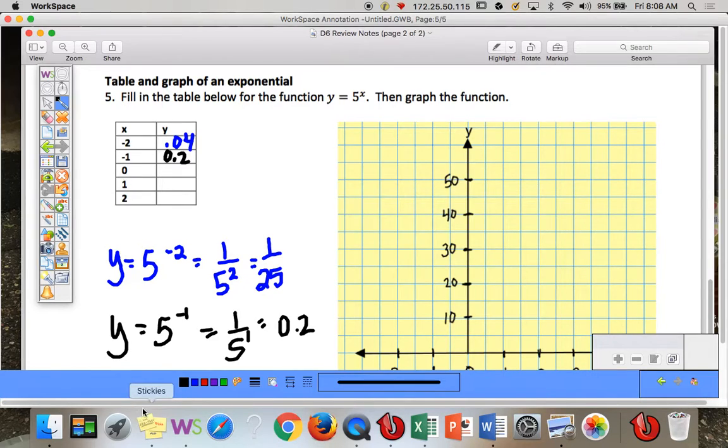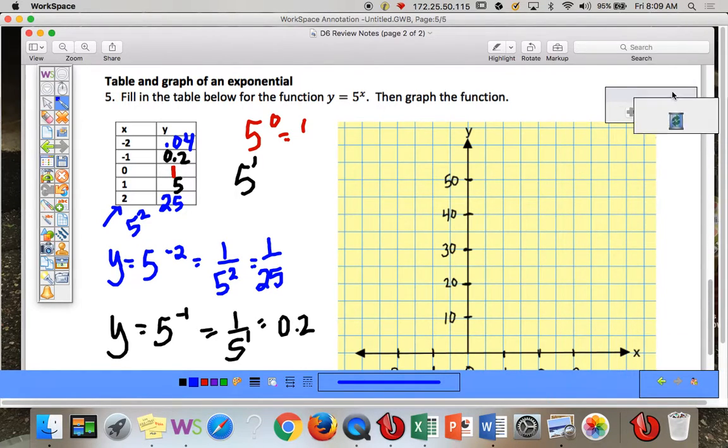The next one's 5 to the 0 power, if you remember from the exponent unit. Anything to the 0 power is 1. The next one is 5 to the first power, which is 5. And then 5 squared is 25. So again, this right here would be 5 squared. Okay, let's graph that right here. I should have cut this off so low.